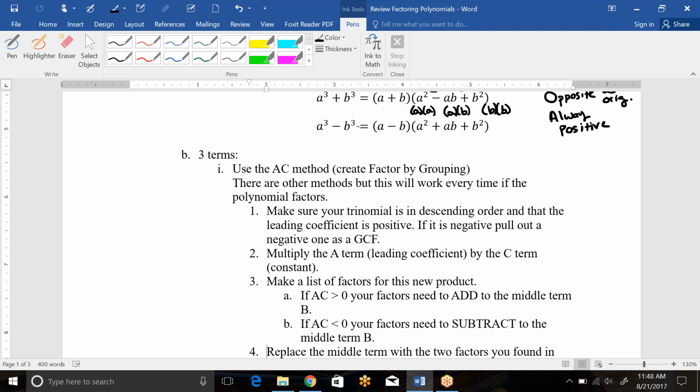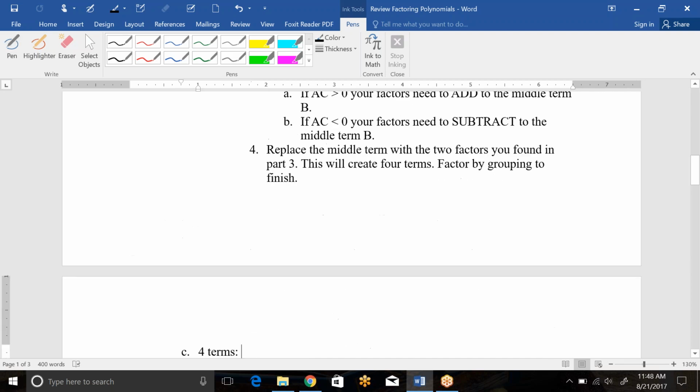Once you've done that, you're going to multiply the a term, and remember, a trinomial is ax squared plus bx plus c. The a term is the leading coefficient when we're in descending order. So we multiply that a term by the c term, which is the constant, the one that doesn't have the x. Make a list of factors for this new product. Whatever we get when we multiply a by c, whether it be 24 or 36, and it could be negative too, because c could be negative, we write that down and make a list of the factors.